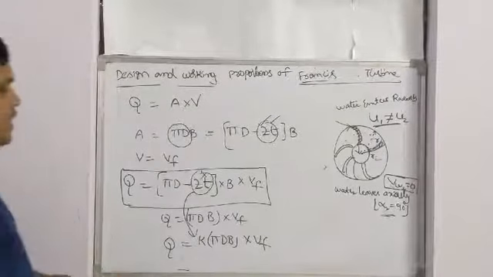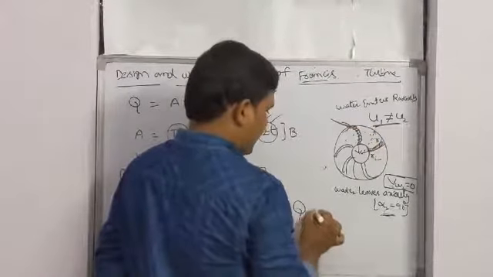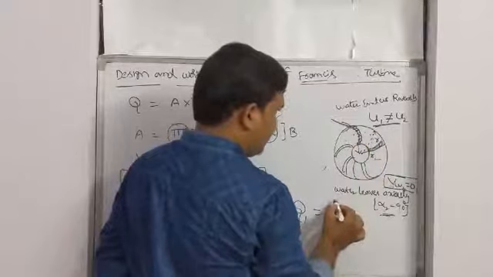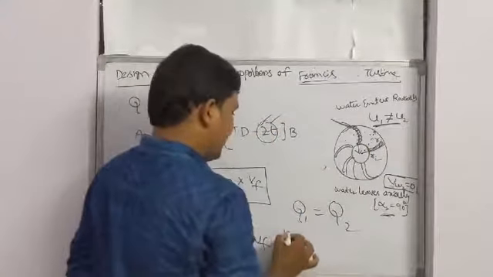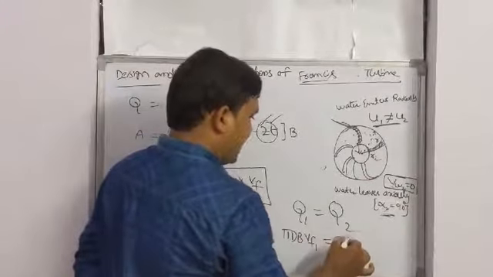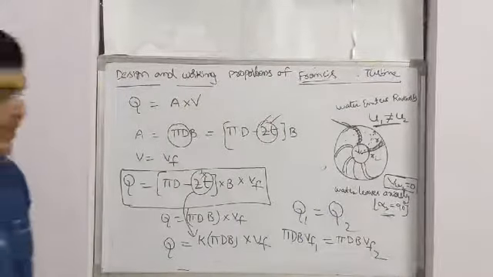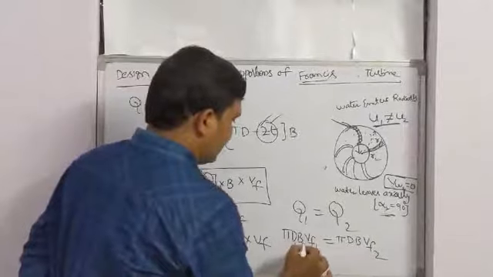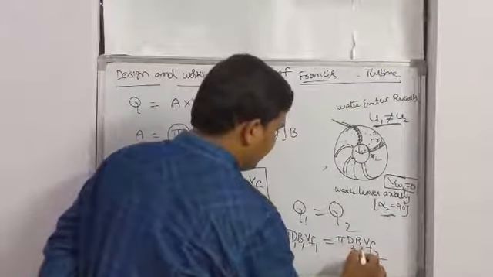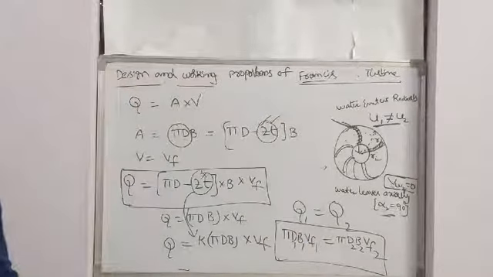According to the continuity equation, the water enters radially in the runner and leaves from the exit of the blade, that is Q2. Then we can write pi D1 B1 Vf1 equal to pi D2 B2 Vf2 at exit. So the diameters will be different and the widths will be different: pi D1 B1 and D2 B2. This is according to the continuity equation of the discharge. So these are the working proportions or some important formulas in the Francis turbine.